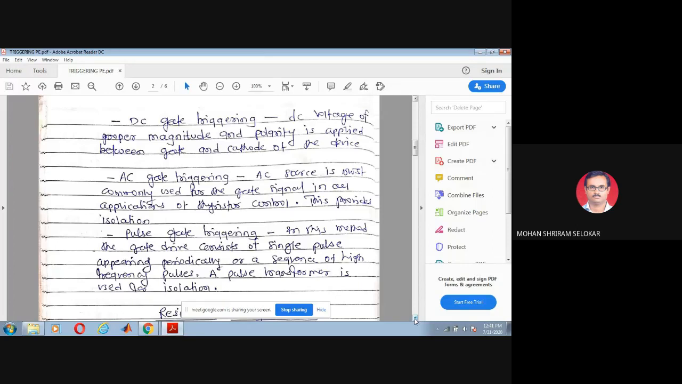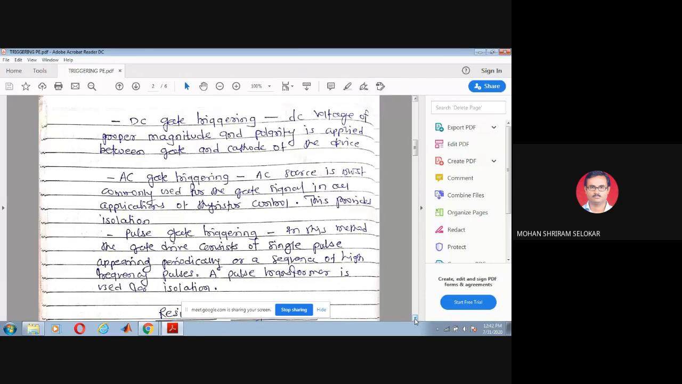Do you agree with this? What I am saying is that you have to apply so much voltage that the current flowing between the gate and the cathode should be more than or equal to IG min. Because it is a current control device, if the current flowing is not equal to or more than IG min, it will not trigger. If you put a large resistor in series, you will have to apply more voltage. That resistor will decide the amount of current flowing.